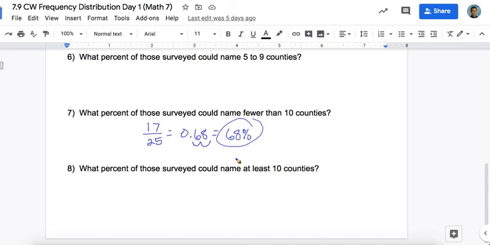And then finally, the last one would be what percent named at least 10 counties. So that would be 10 to 14 and 15 to 19. So 4 plus 4 is 8 out of 25 still. And if you use the decimal method, type that into your calculator, and that gives you 32 hundredths, move it 2 to the right, giving you 32%. So you could have used the shortcut, or you could have used percent proportion as well.